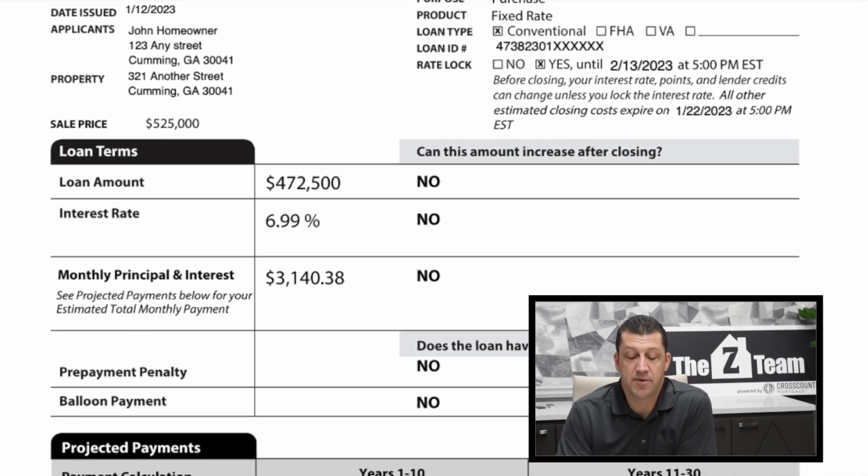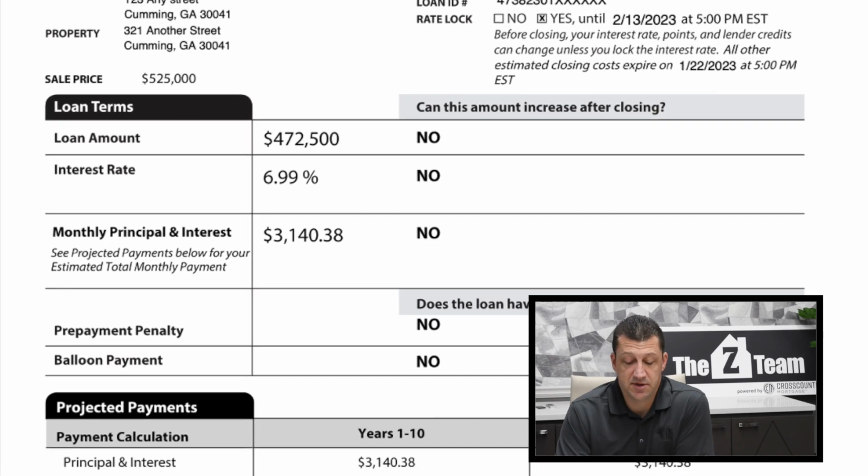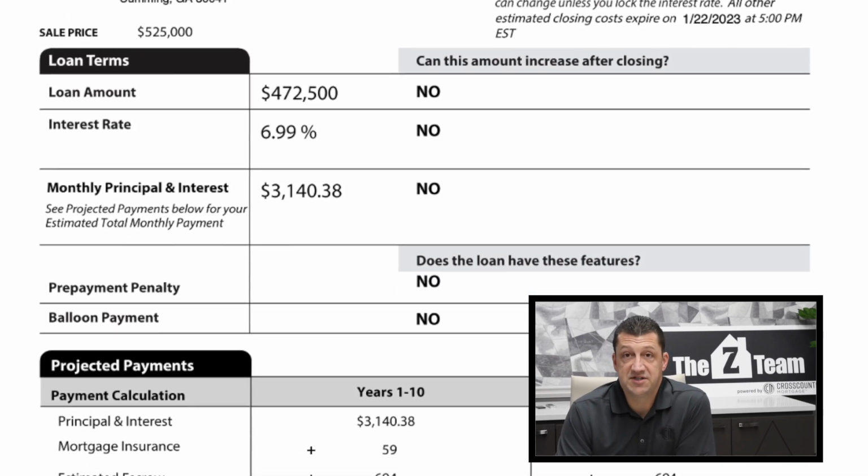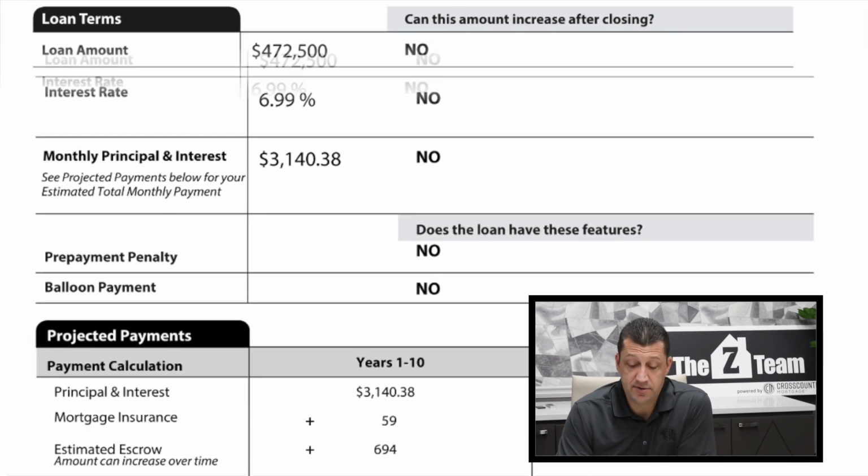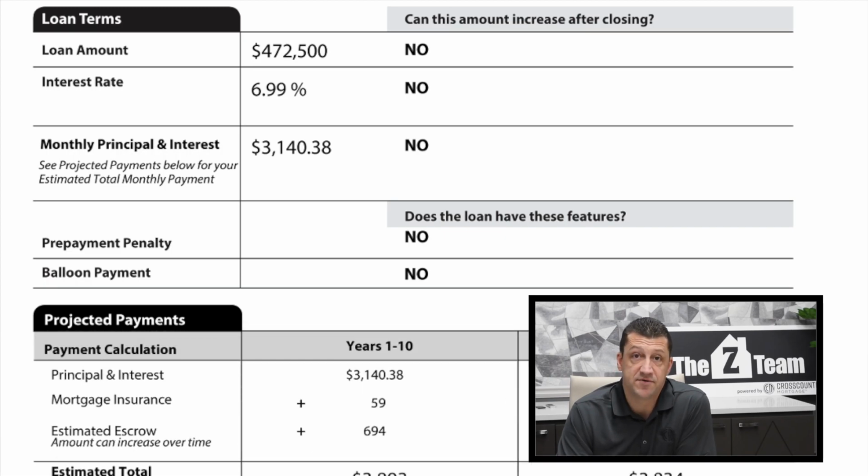All right, let's talk about part 2, the loan terms. At the very top, you can see loan terms on the left, and can this amount increase after closing on the right. These are very important, especially when we're talking about adjustable rate loans, interest rates that haven't been locked. So at the very top, you're going to see the loan amount. In this case, it's $472,500. And can this amount change after closing? Absolutely not. Interest rate is at 6.99.